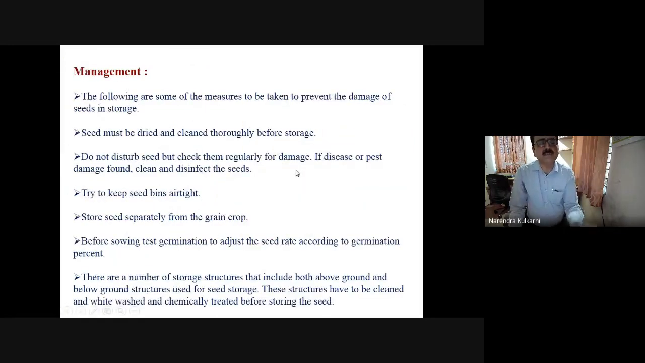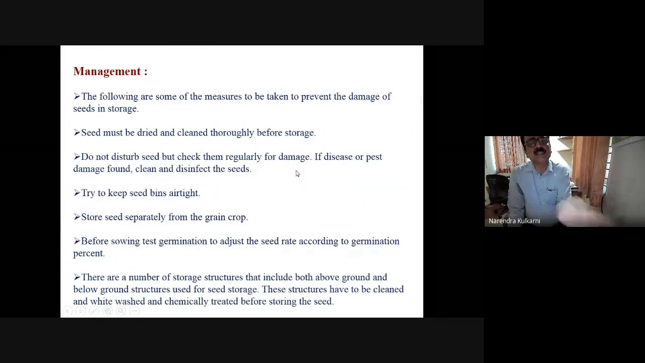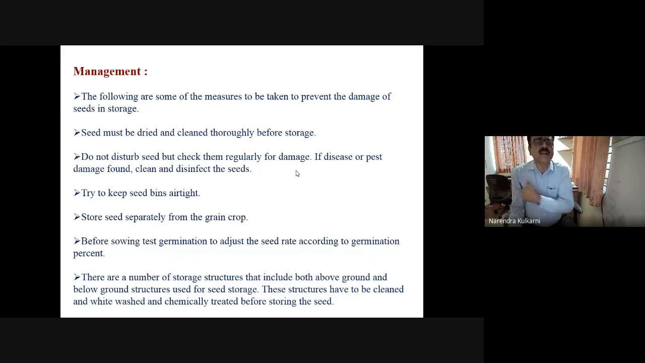And for management, seeds at the time of harvesting must be properly dried to maintain moisture and cleaned thoroughly, and kept inside airtight bins. Even storage structures can now be fumigated with EDB or aluminum phosphate.